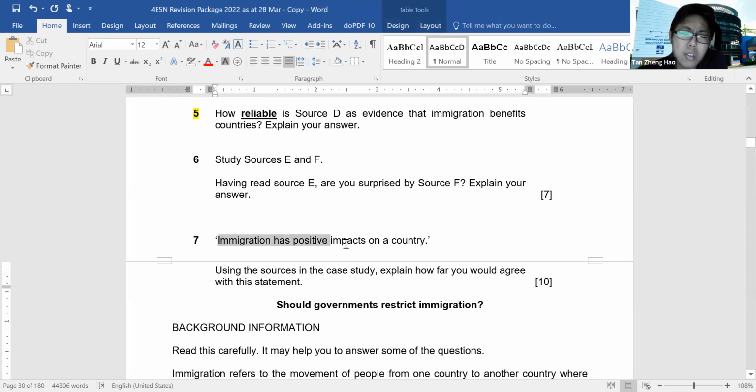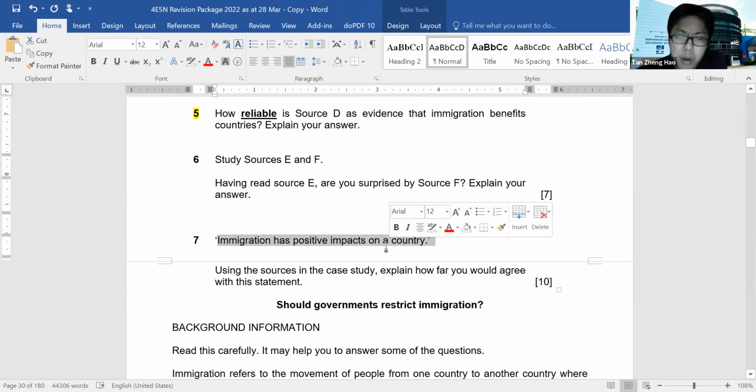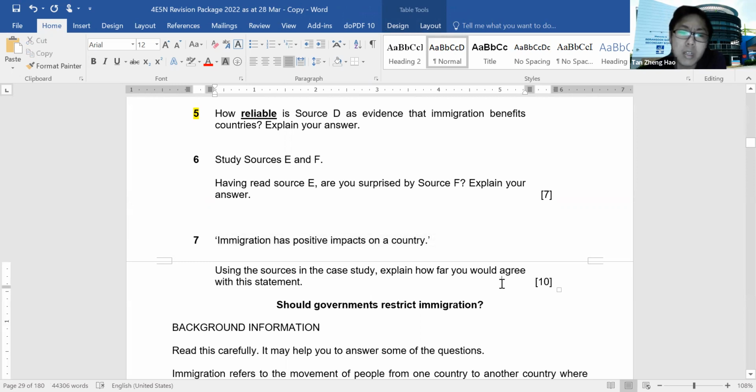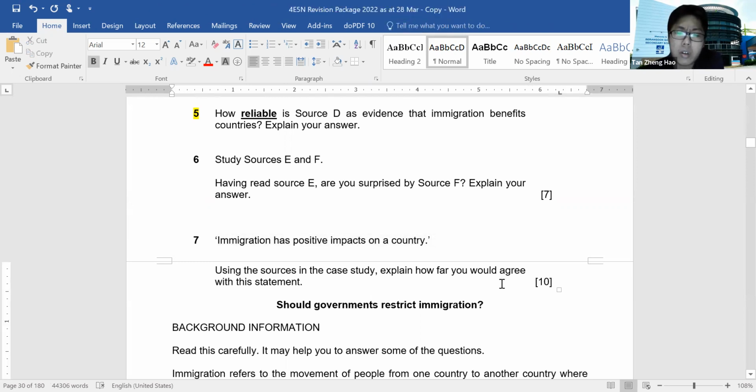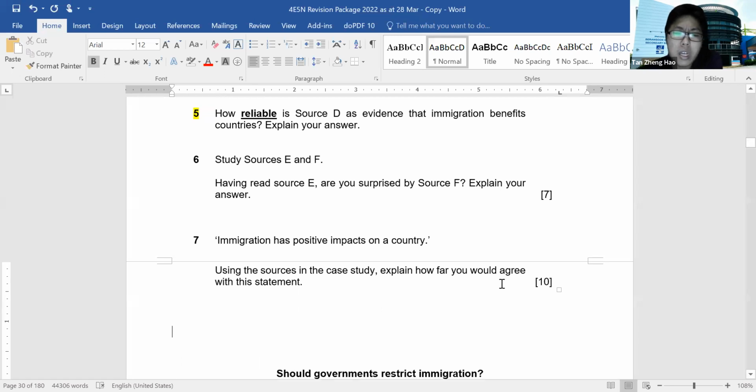Okay, so the study of sources will always have a topic statement like this. Immigration has a positive impact on a country. Using the sources in the case study, how far will you agree with the statement? So again, I'm going to tell you how I'll unpack the question. I'll show you the template from your revision booklet. Then I will go through the sample answer with you. Okay.